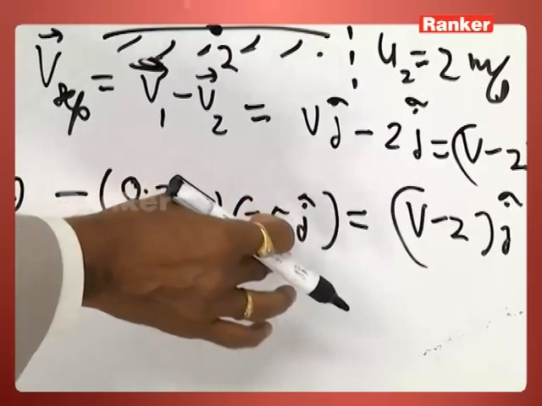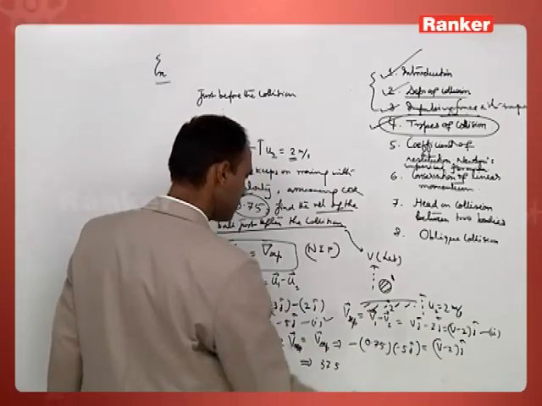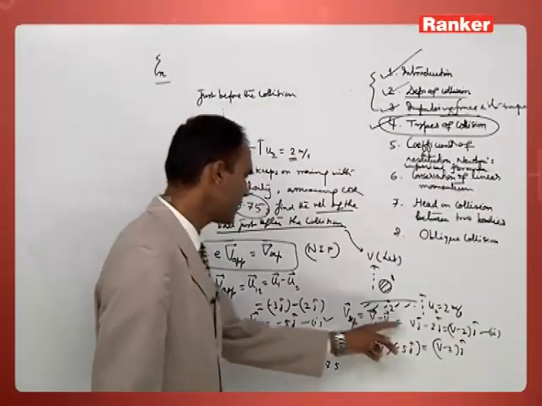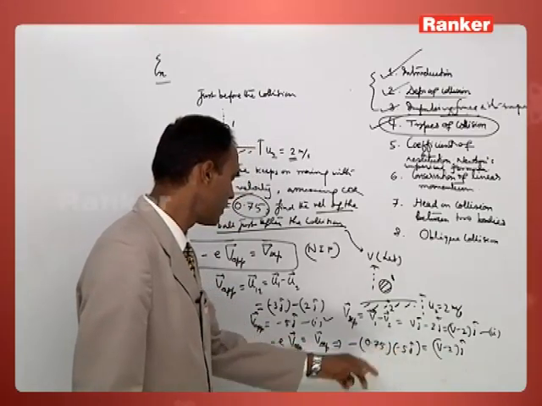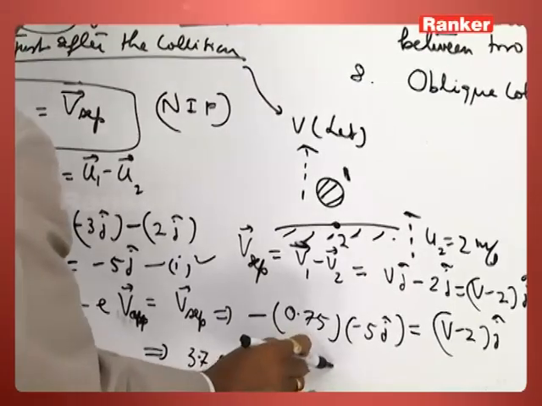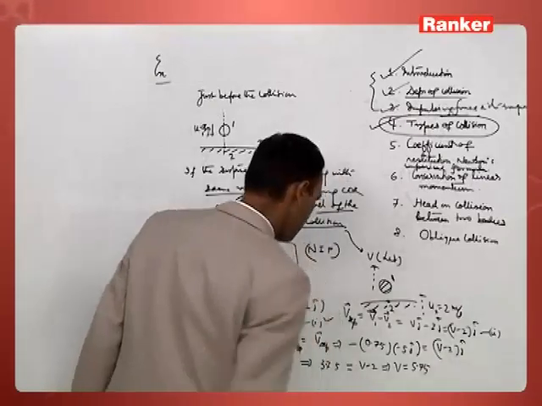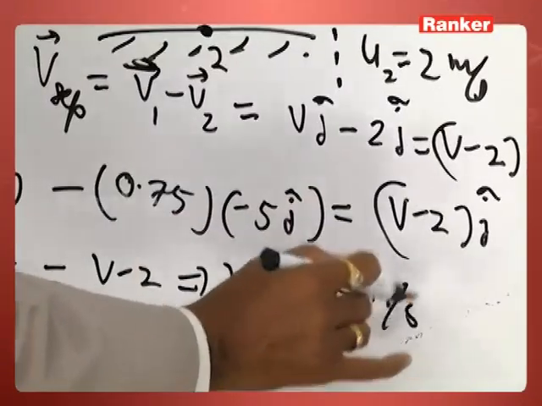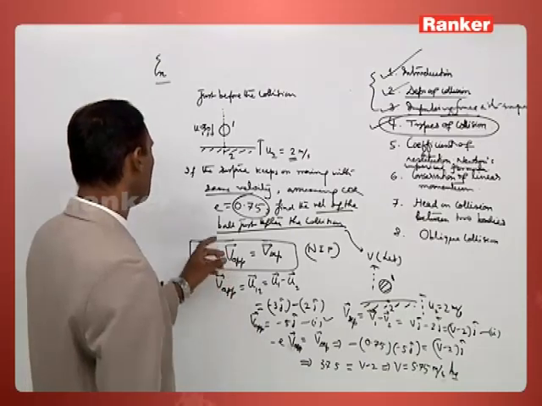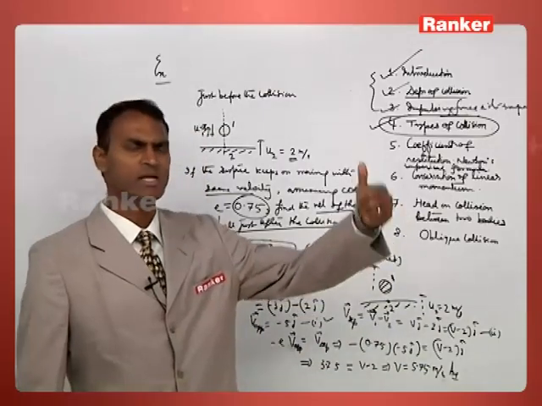Minus into minus is plus, 0.75 into 5 is 3.75. The left hand side will be 3.75 and the right hand side will be v minus 2. So we are getting v equal to 5.75 meters per second. The ball will move with a velocity of 5.75 in the upward direction just after the collision.